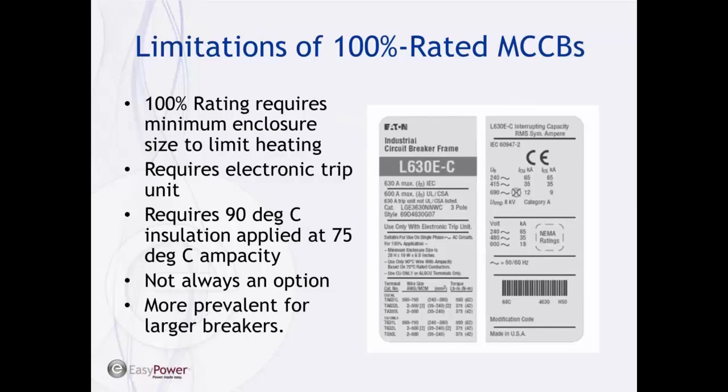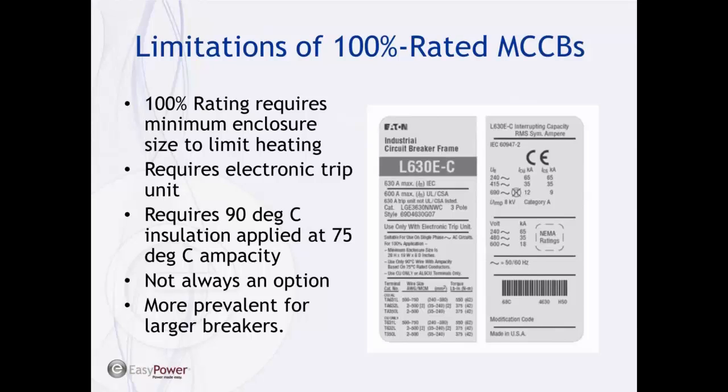Now the 100% rating, the breaker has to be rated for 100%, but it also has to be within, it's a function of the enclosure size. So if you look at this nameplate for this breaker, it says for 100% application, minimum enclosure size is 28 inches high, 19 inches wide, and 8 inches deep. So you cannot apply the 100% rating unless it's in an enclosure at least that big. Okay.